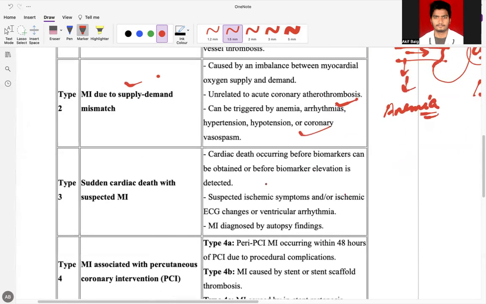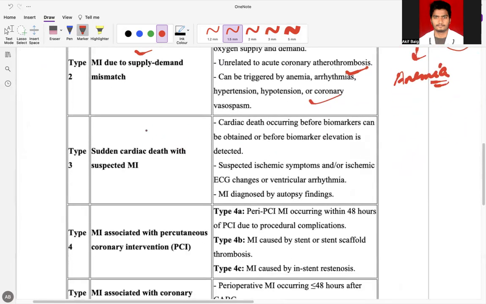Type 3 MI is when a patient has a sudden cardiac death that is attributed to MI. That means somebody has noticed that the patient was having chest pain and sweating, and suddenly the patient collapsed. Or if the cause of MI is diagnosed during autopsy, then it is labeled as type 3 MI.